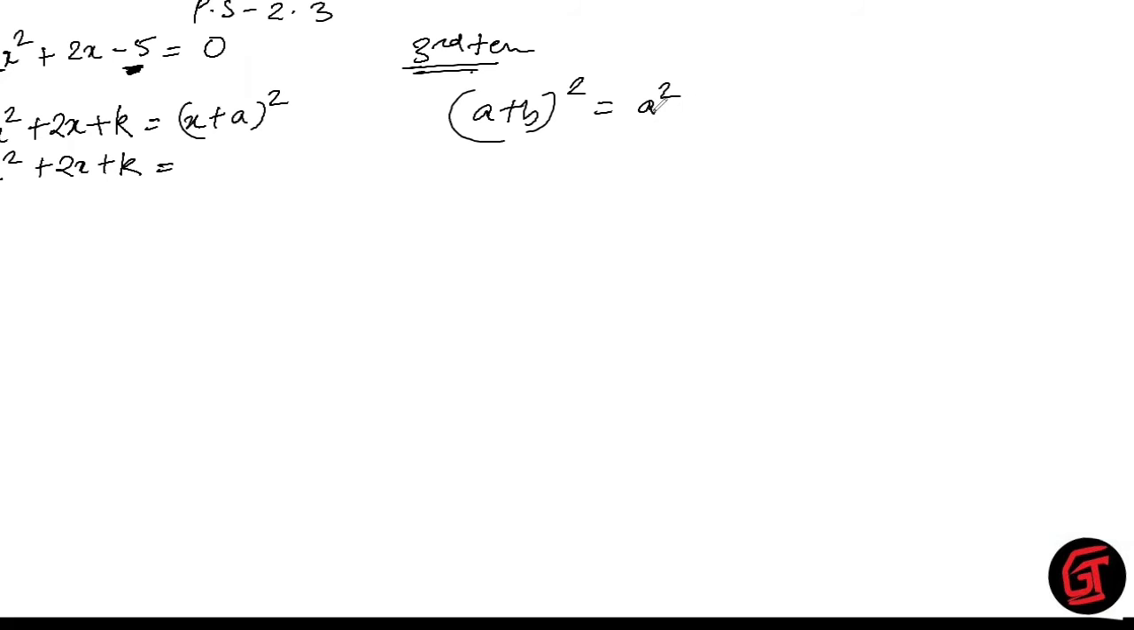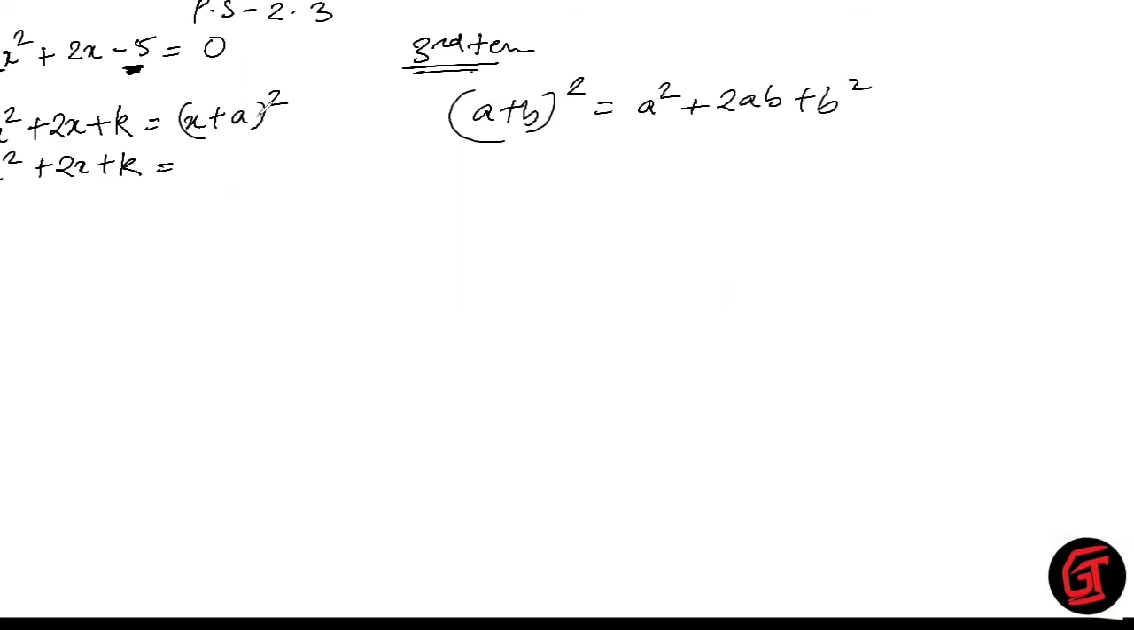Who else knows? Can anyone else tell me what is a plus b the whole square? Yes, Dheeraj. A square plus 2ab plus b square. So easy. This is the first term square plus 2 multiplied by a multiplied by b plus the second term square. We will practice a lot of formulas today.